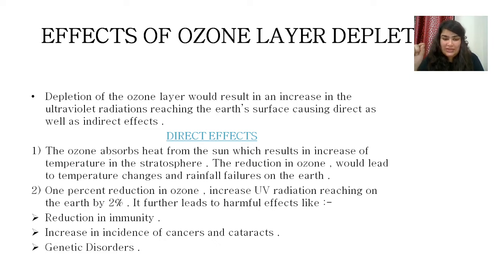just a mere 1% reduction in ozone increases the influx of UV radiation reaching the Earth by about 2%. It further leads to harmful effects like reduction in immunity, increase in the incidence of cancers and cataracts, and also genetic disorders. Why are genetic disorders going to be set forth or increased? Because various kinds of ionizing radiations will be there.